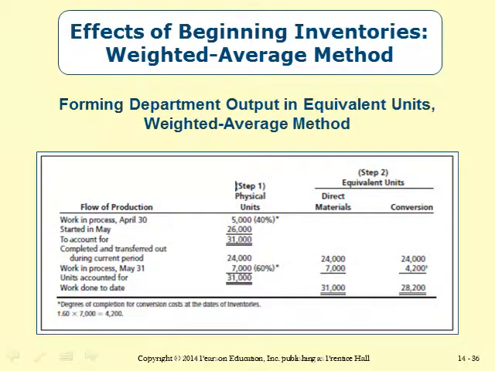And so Exhibit 14-9 shows the first two steps in the process costing method, computation of physical units and equivalent units. The computation of equivalent units ignores where the 31,000 units to account for came from, either beginning work in process or those started in May.